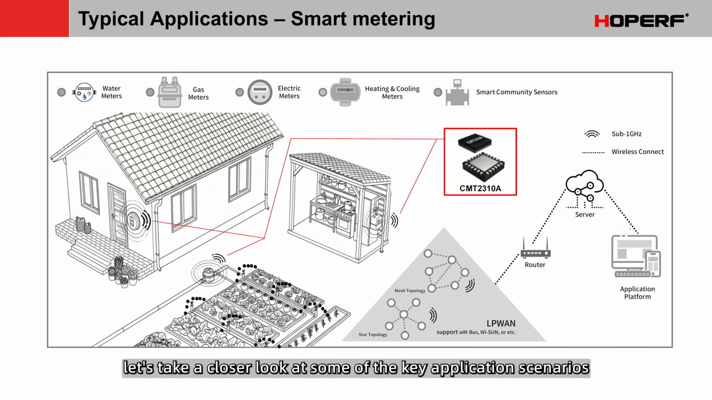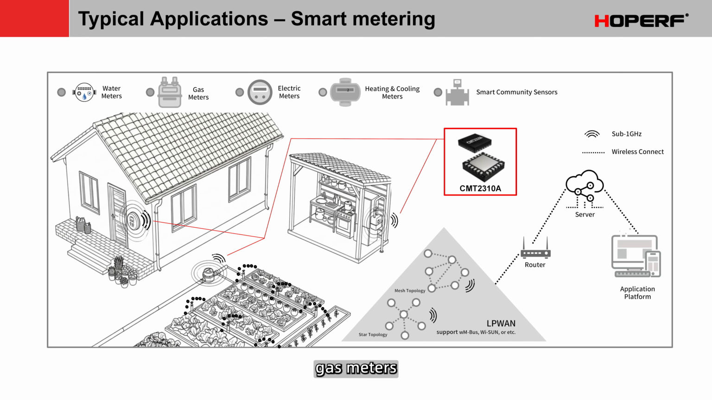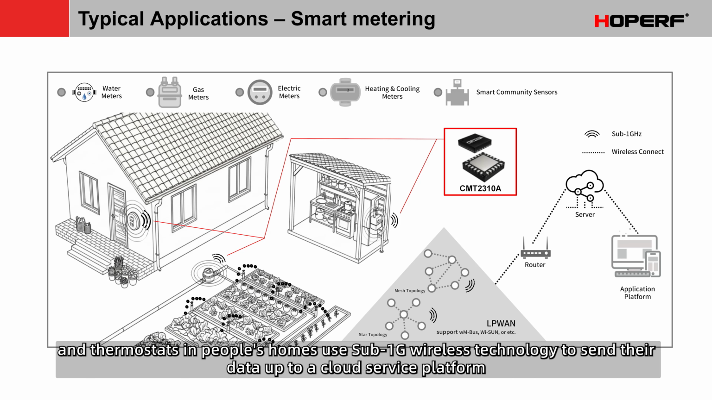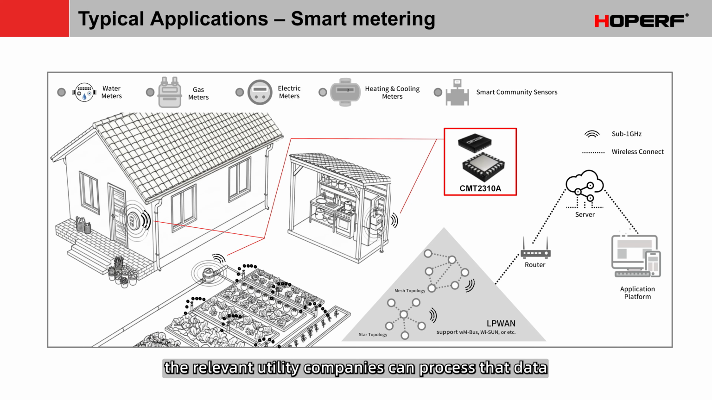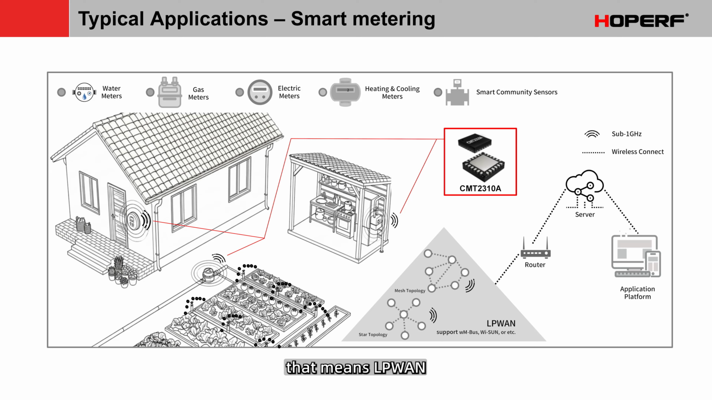Now, let's take a closer look at some of the key application scenarios. This diagram here shows a smart metering data collection scenario. Things like water meters, gas meters, electricity meters, and thermostats in people's homes use Sub-G wireless technology to send their data up to a cloud service platform. Then, the relevant utility companies can process that data. This is a classic example of a low-power wide area network. That means low power wide area network.